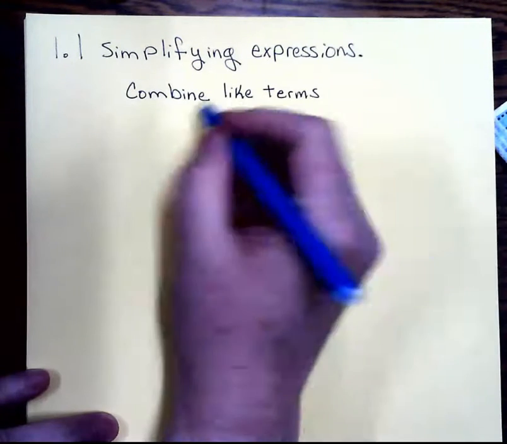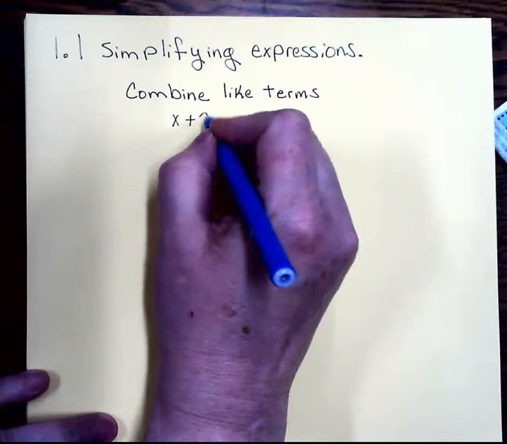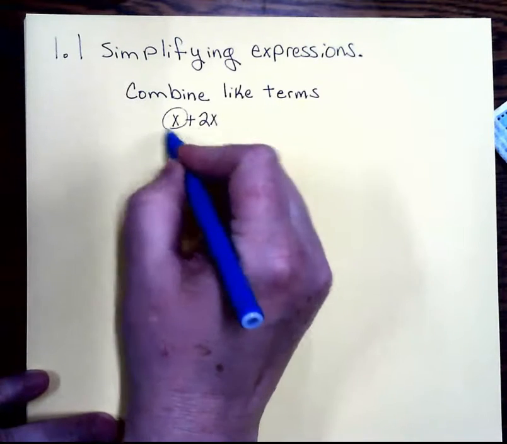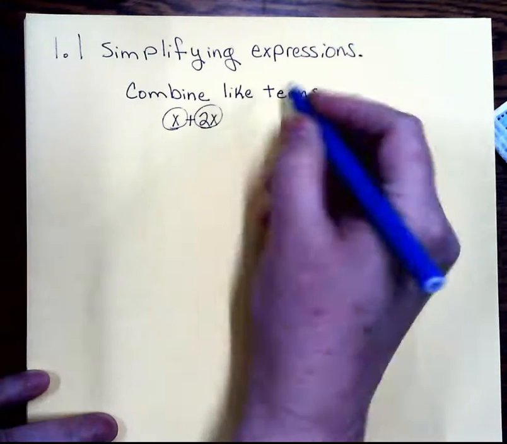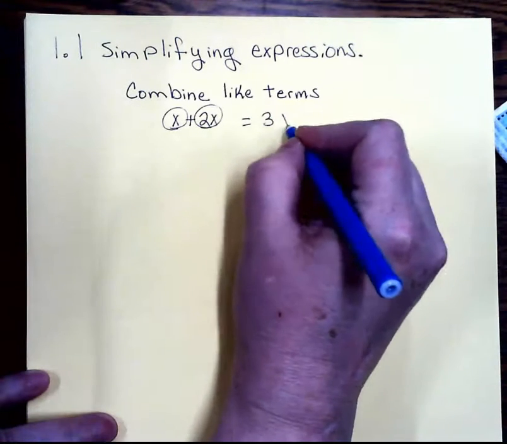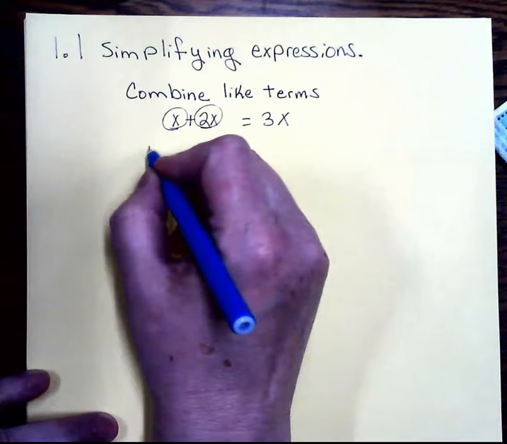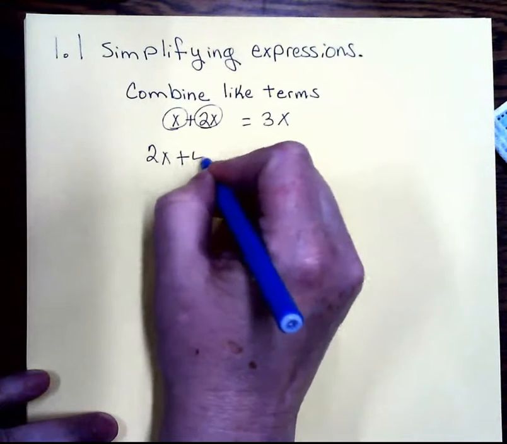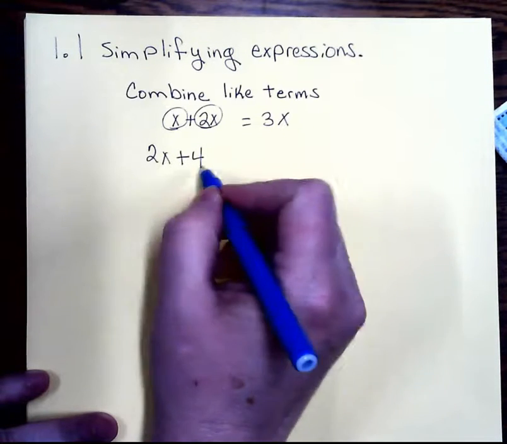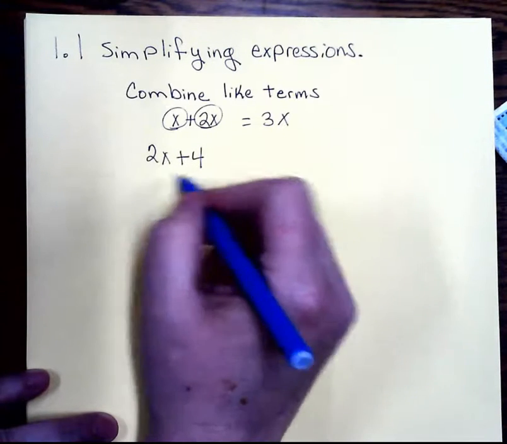If you had x plus 2x, this is one xylophone plus two more xylophones equals 3 xylophones. But if you would have had 2x plus 4, you can't combine those two together because they're not the same.